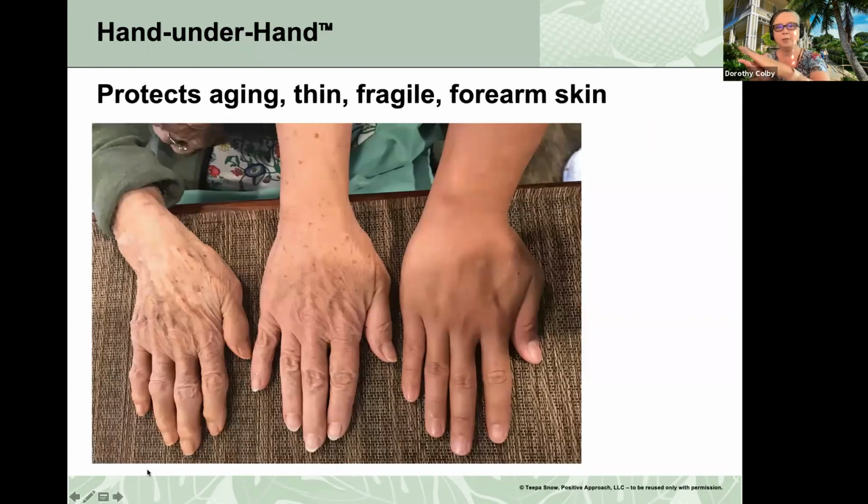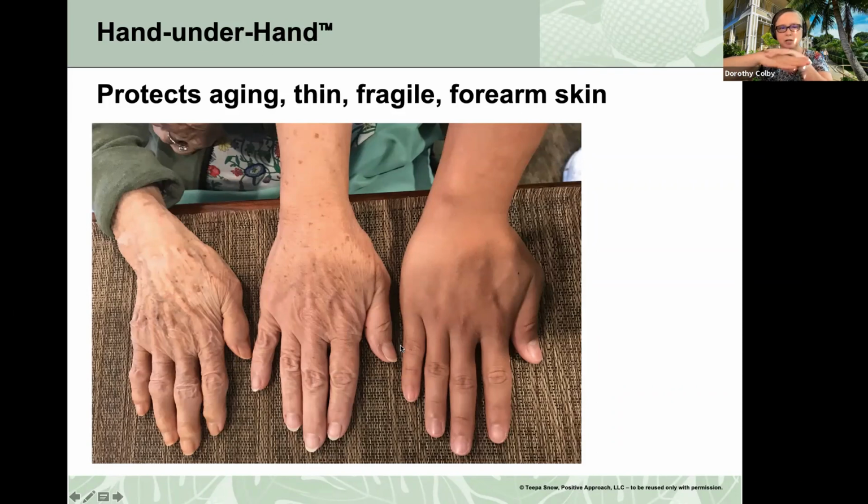And also it protects aging, thin, fragile skin. So all of us on this webinar are different ages. This is a very young staff member. This is a more middle-aged staff member. And this is a resident's hand. So you can see the difference.